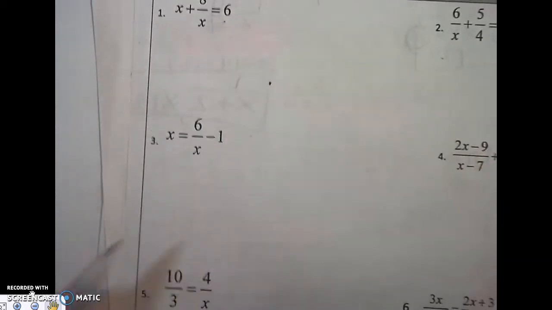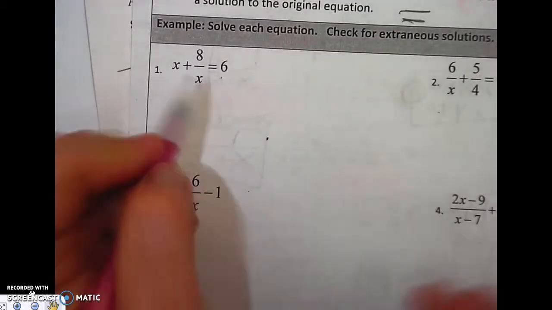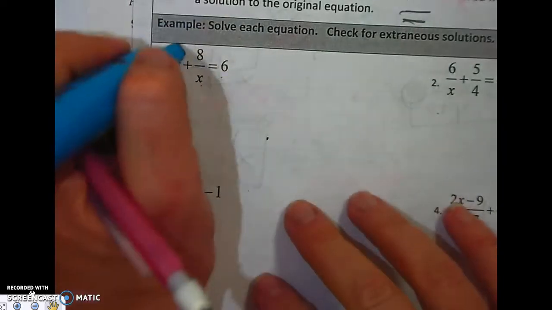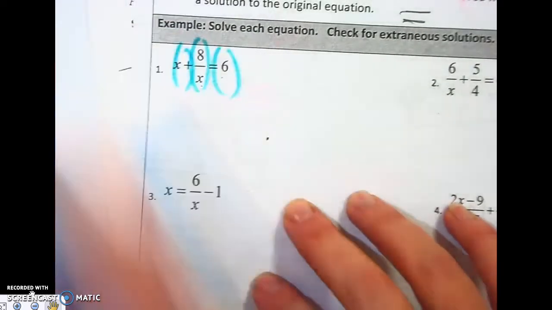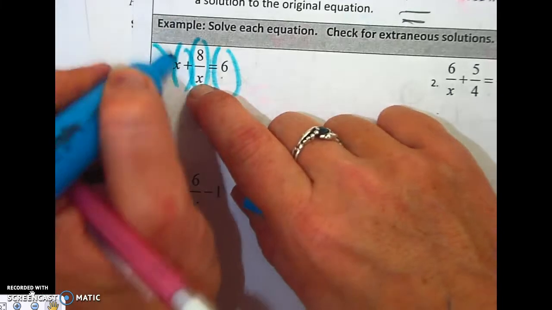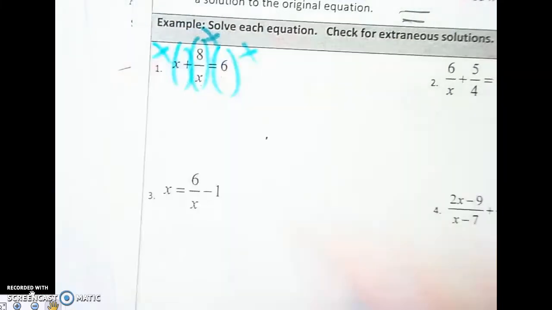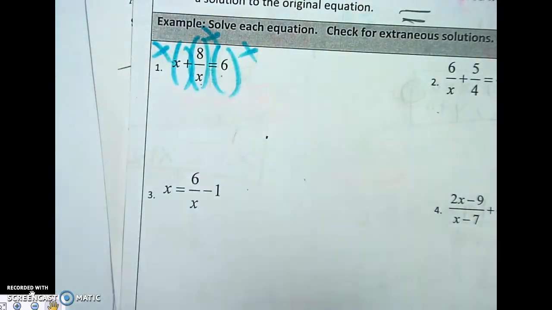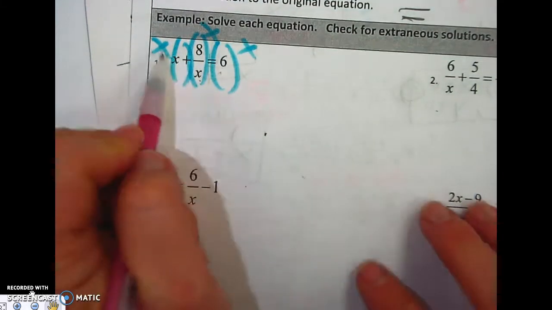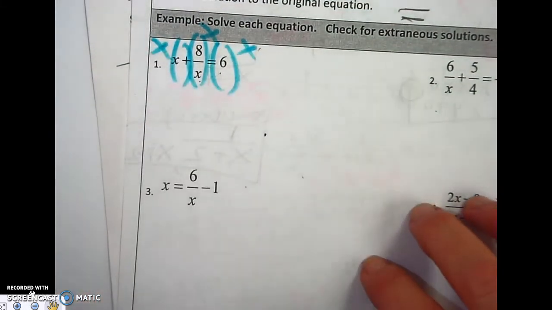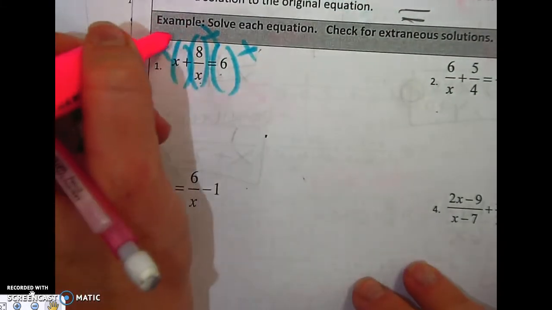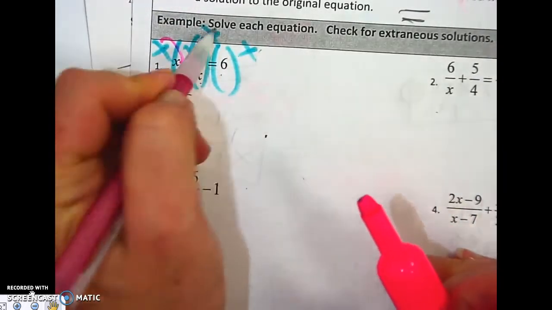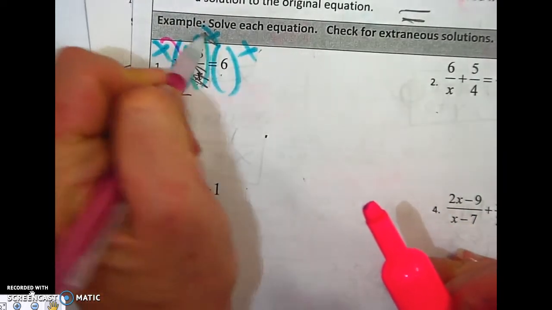If you look at the first one, what makes the first one difficult is the fact that there's an x in the denominator. So whatever is at the bottom, you're going to give it to all. So if there's an x at the bottom, give it to the first guy, second guy, and third guy. But the first two don't have anything in the denominator, so that's not a problem. Once you give, then you multiply. x times x, x squared.